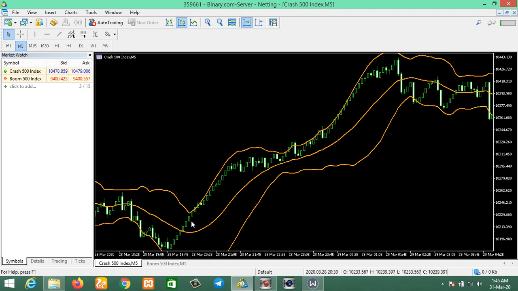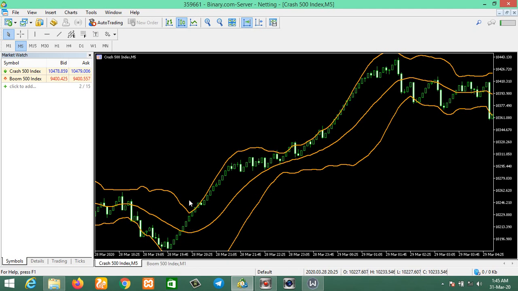Once it breaks that line of 20 and it's in the upper section, between the average and the upper Bollinger Band, then we enter the trade and hold for a single 5-minute candle. Then we leave the market.